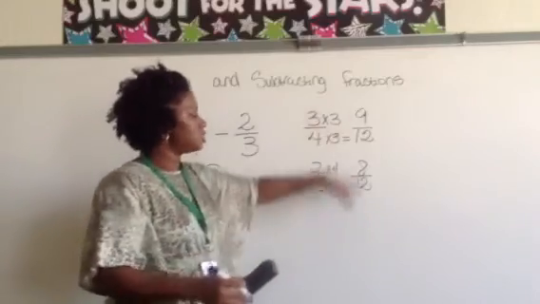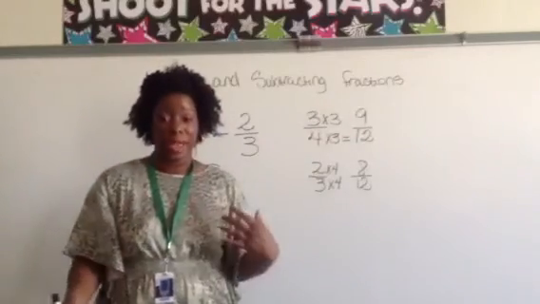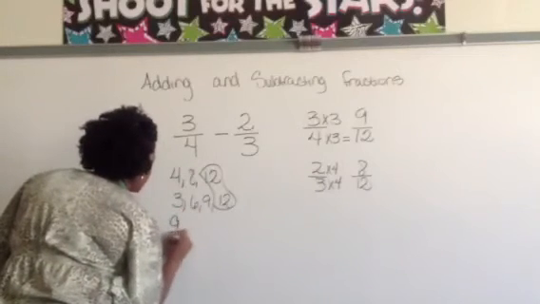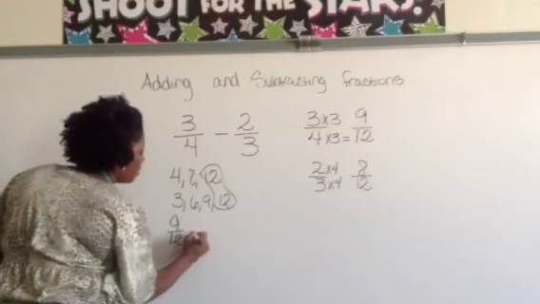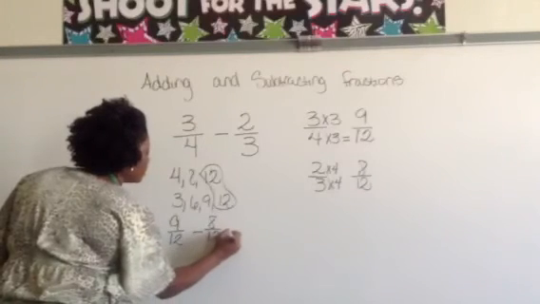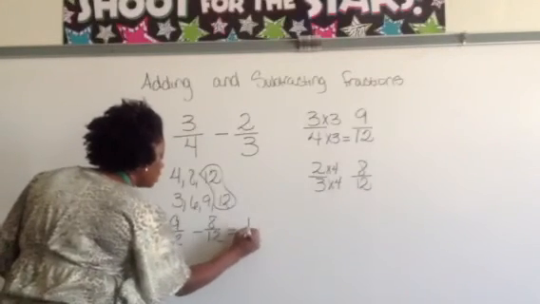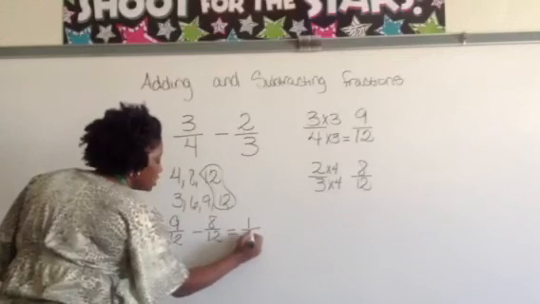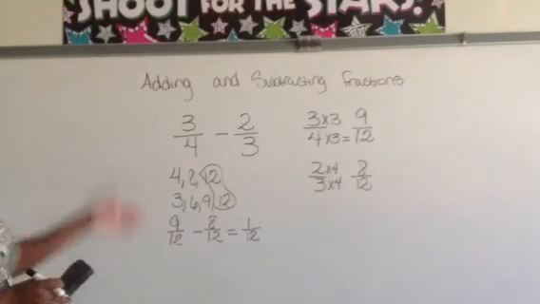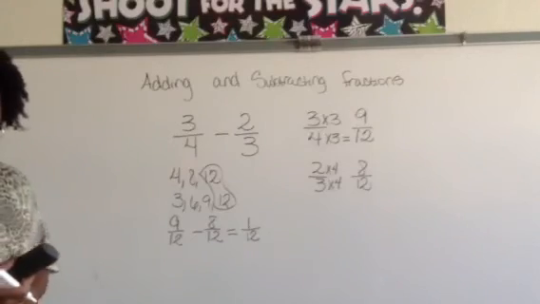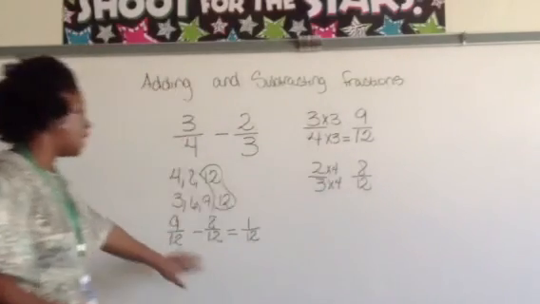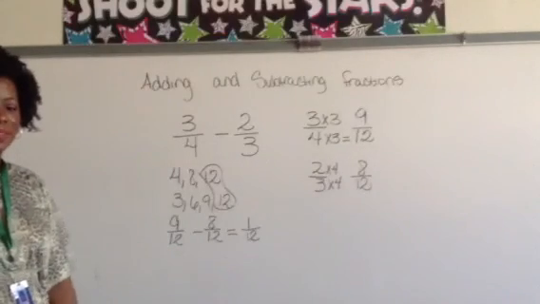Remember, we're subtracting. You can leave your fractions stacked on top of each other like that if it's easier to add and subtract, or you can put them side by side. 9/12 minus 8/12. 9 minus 8 is 1. The denominator never changes. 12. So there you have it. We've added and we've subtracted using least common multiple, renaming our fractions, and then adding and subtracting. Okay? Thanks for watching.